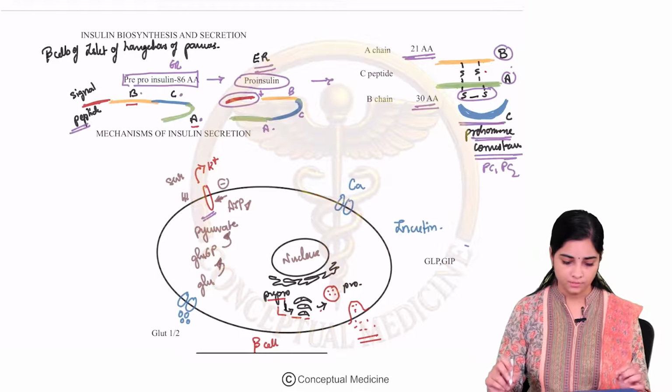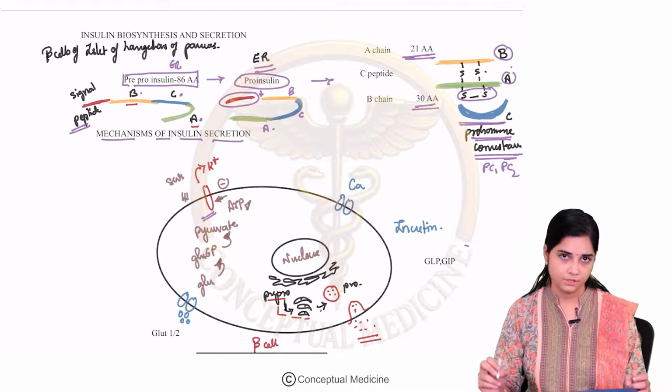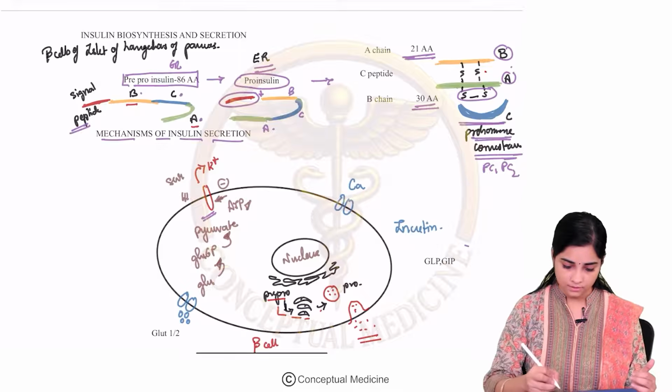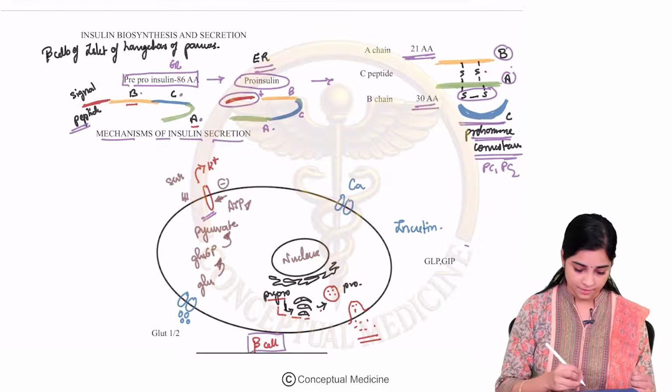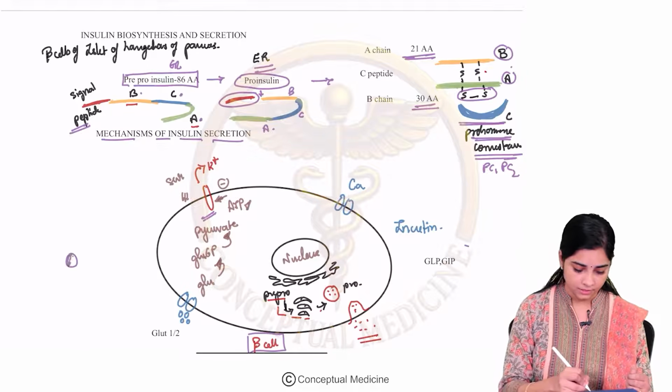Fine? Okay. Now let us understand the mechanisms of insulin secretion. So how is this insulin secreted at the molecular level? So this is your beta cell. So the first step is that the basic stimulus for the production of insulin is which molecule? It is your glucose molecule.